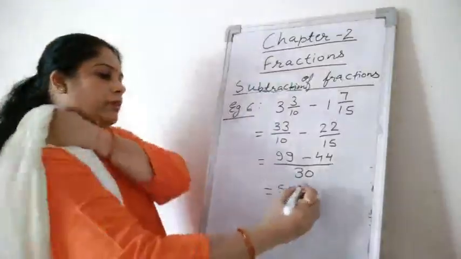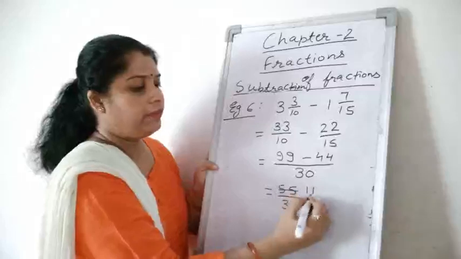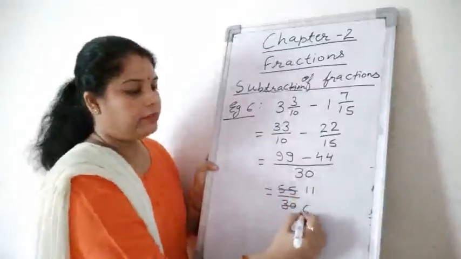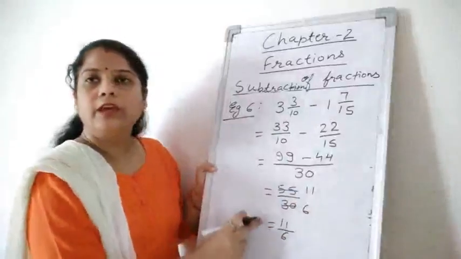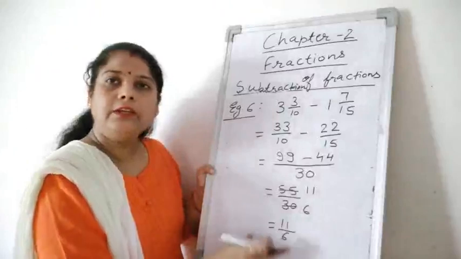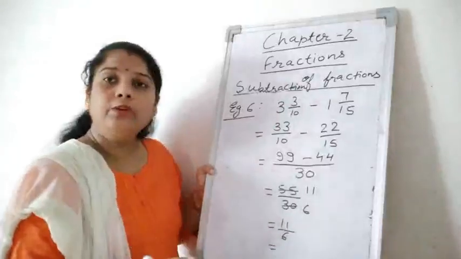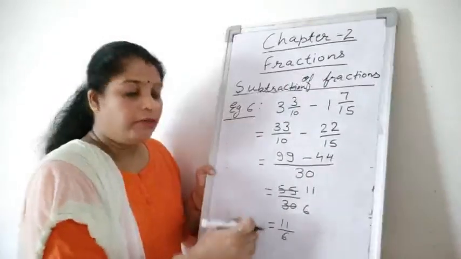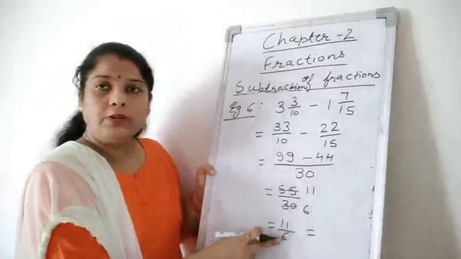So we will cancel it by the table of 5. 5 ones are 5, 5 ones are 5 and 5 6s are 30. 11/6. Now 11/6 is an improper fraction. We can convert this into a mixed fraction. So we are converting. Now try to convert this verbally. How to convert it verbally? Speak out the table of 6.